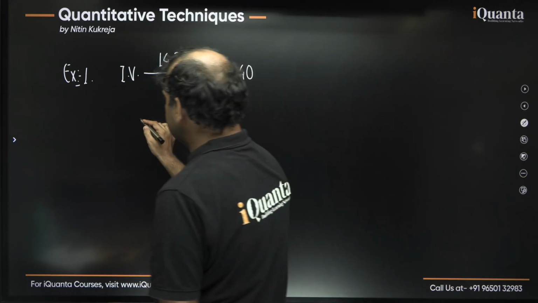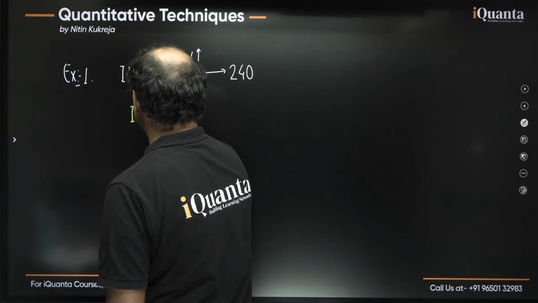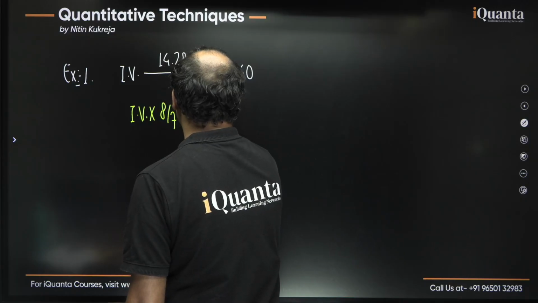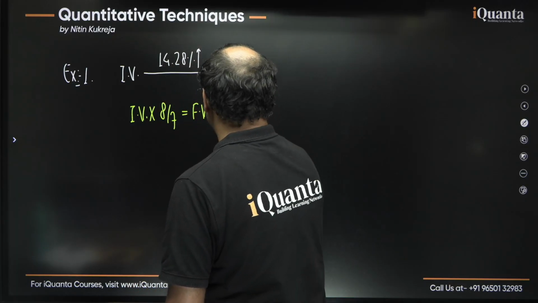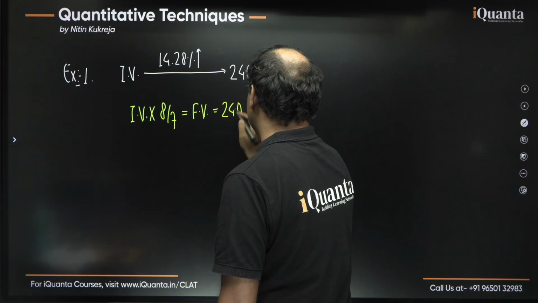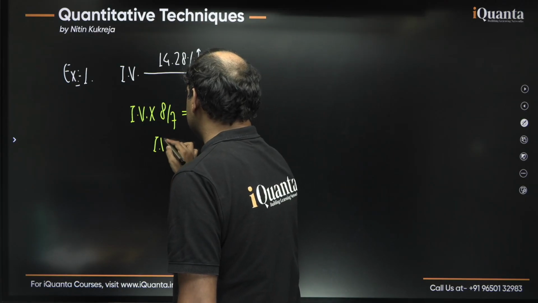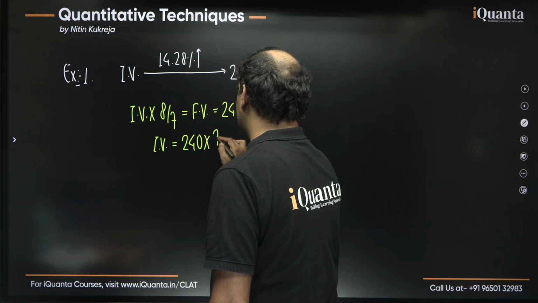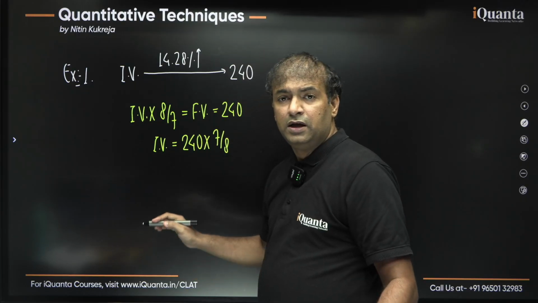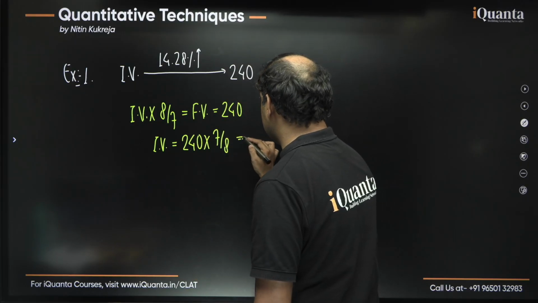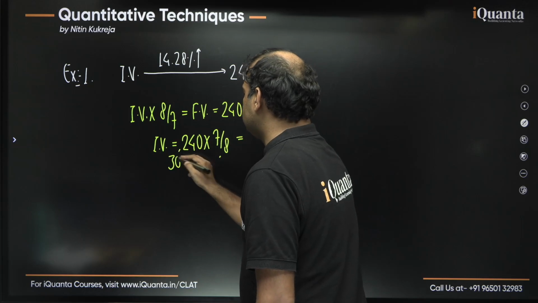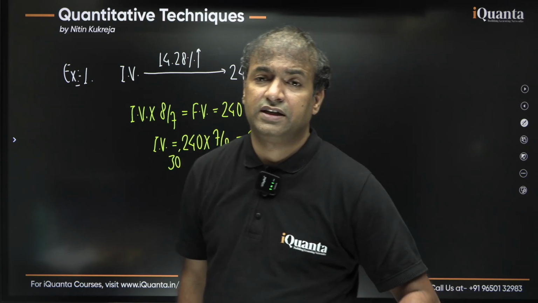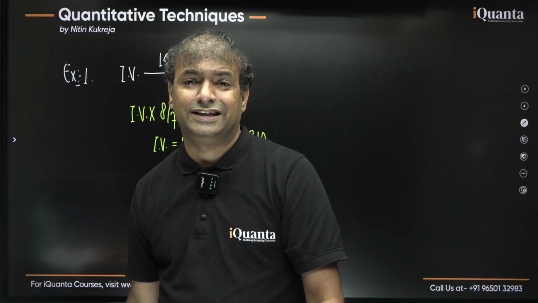So here we can say, because the percentage increase is 14.28, initial value into 8 by 7 is the final value. And the final value is given to us as 240. Now, what should be the initial value? We'll say initial value is 240 into 7 upon 8, very simple. Now, 240 upon 8 is 30, and 30 into 7 has to be 210. So the initial value in this case has to be 210.